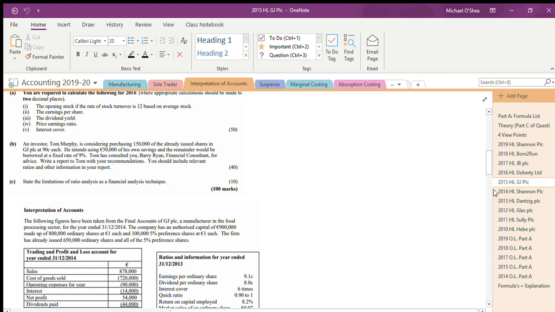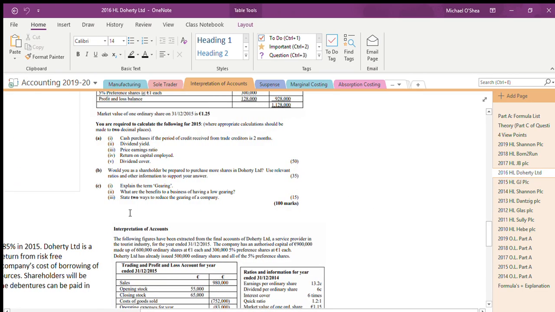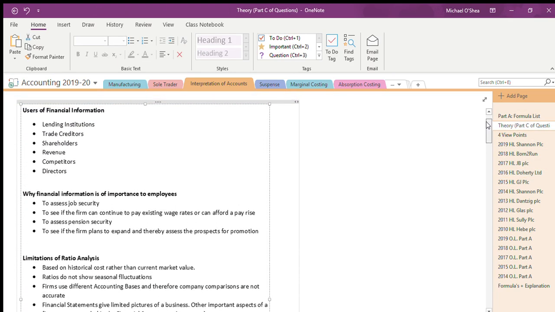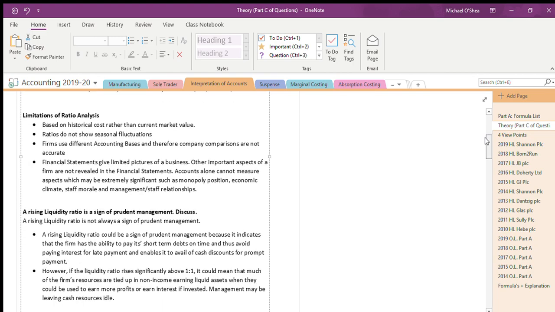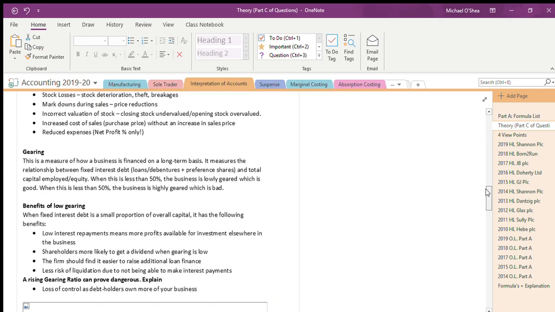2015 I'm going to look at, and I'll actually look at 2016 briefly as well. This is the second gearing question, our second ordinary shareholder question, and it's directed at gearing. Explain the term gearing. What are the benefits to having a low gearing? State two ways to reduce your gearing. So gearing is all about how much the company is financed by loans and money that we have to pay back into the future.